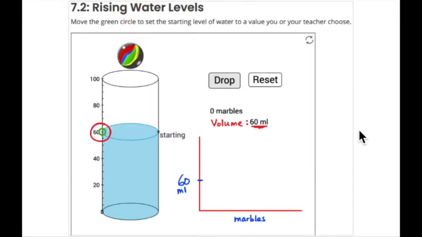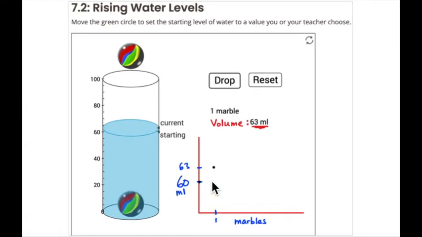All right, so let's graph some of the information that we gathered from the video. So if you add 1 marble, what's the increase in the level of water, the volume of the water in the cylinder? Add 1 marble, it increases 3 milliliters. So the change in number of marbles is 1. The change in the volume is 3. You have to take that 63 and you have to subtract the 60. So you get an answer of 3 milliliters.